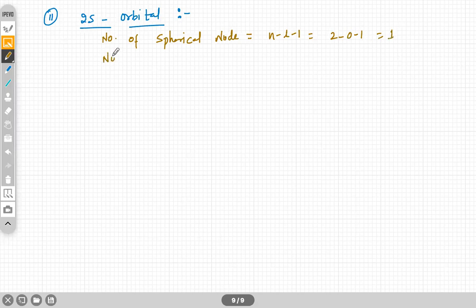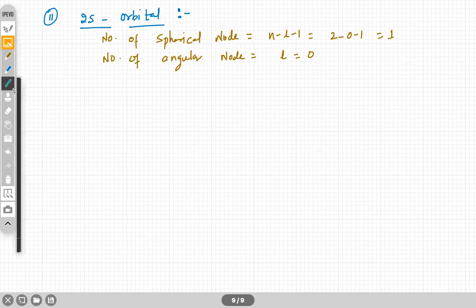And the number of angular nodes, that is the l value, which is 0. There is no angular node here. Okay, so when you draw the graph of this one also, I'll draw it quickly here.